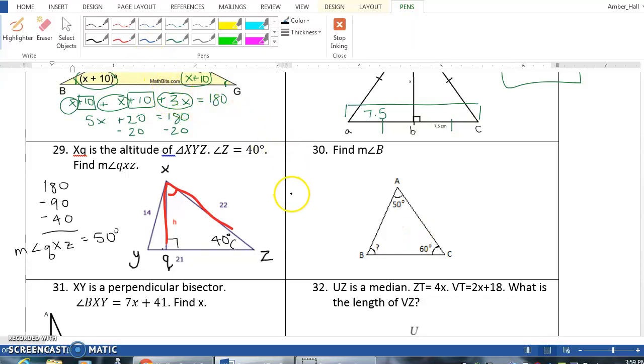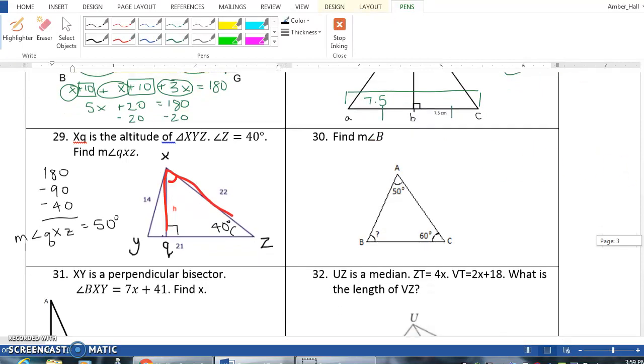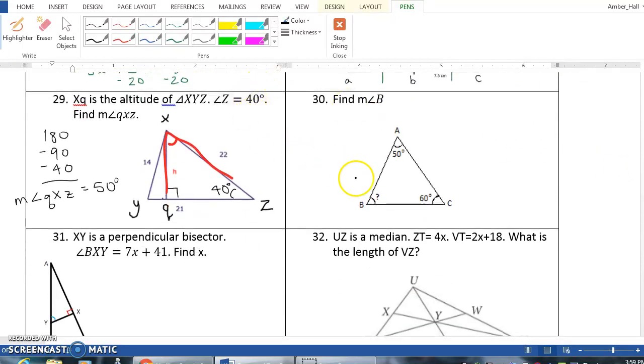Alright, so this is part 3 of Unit 7 review. We are on question 30. Find the measurement of angle B, which is right here. We already have 2 of the interior angles. I know that the sum of the interior angles is 180, so I simply subtract the other 2 from 180, and I get 70 degrees equals the measurement of angle B.